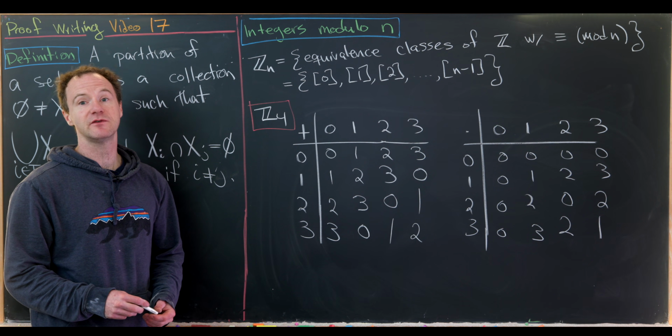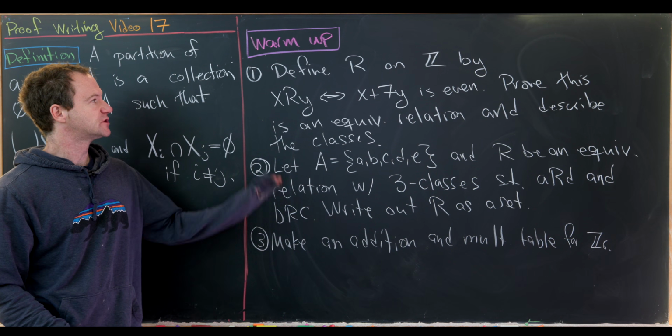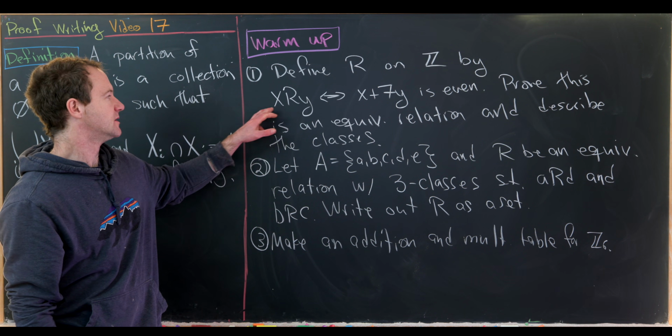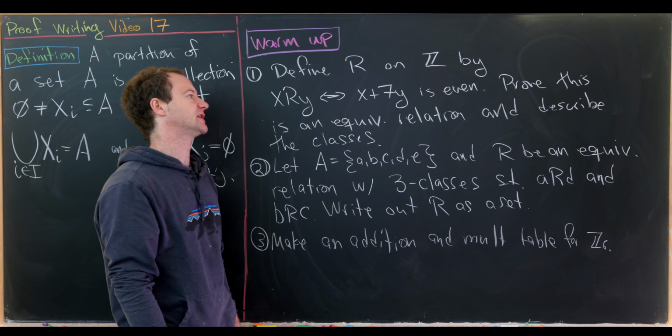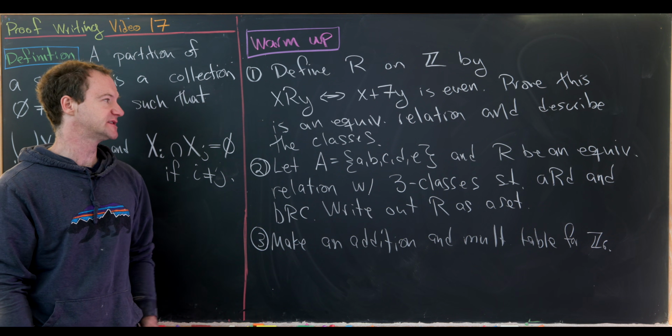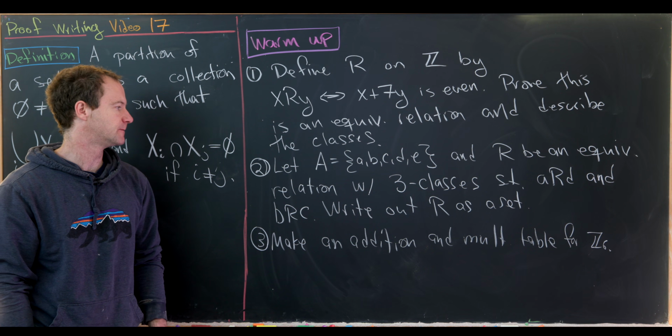Okay, so I'm going to leave you with some warm-ups. I'm going to leave you with 3 warm-up exercises. So first, define a relation R on the integers by x is related to y if and only if x plus 7y is even. Next, prove this is an equivalence relation and describe its equivalence classes.